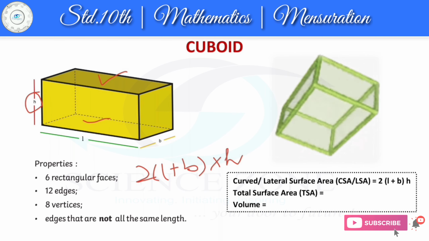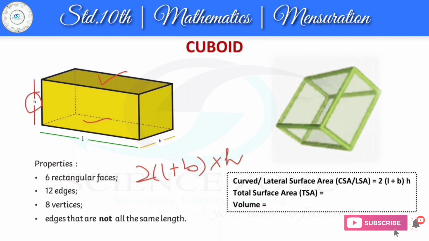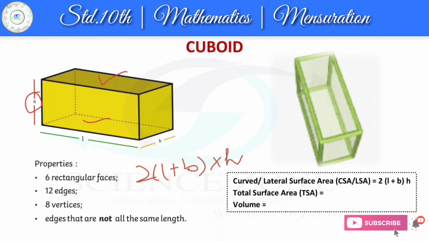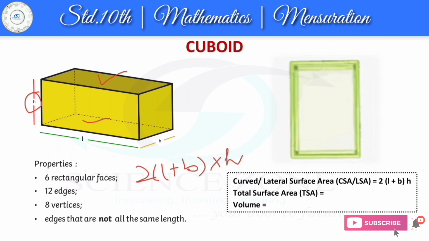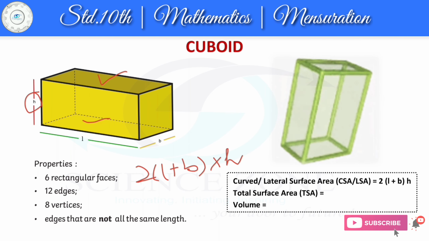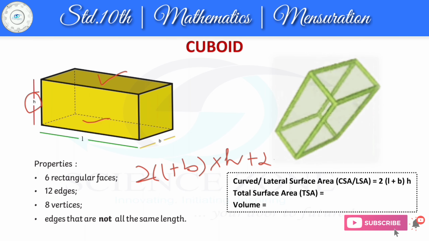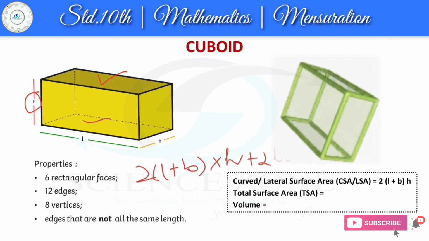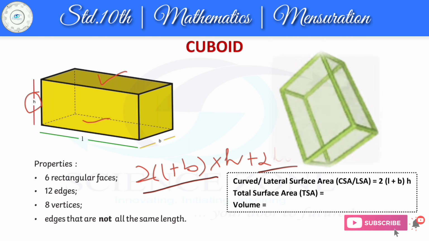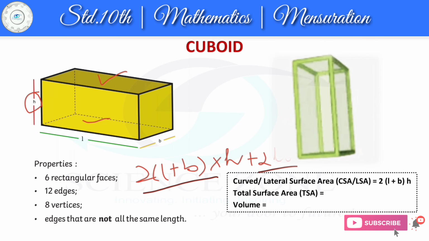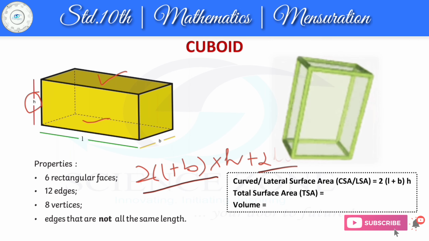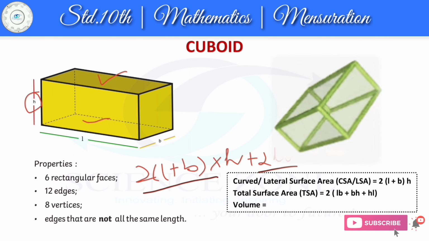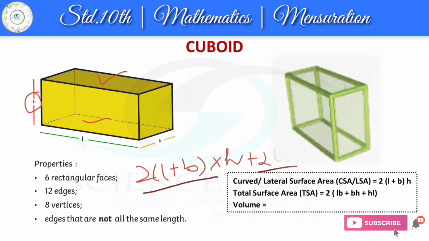Now to find its total surface area, we have to add the area of top and area of bottom also. The top and bottom are rectangles. The area of rectangle is L into B. So we have to add twice L into B. Now what will be the formula? We can see that from these 2 terms we can take 2 common. So if you take 2 as common, then the formula for total surface area of cuboid will be twice (LB plus BH plus HL).